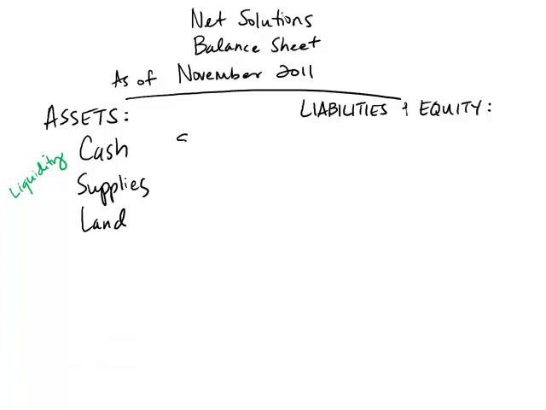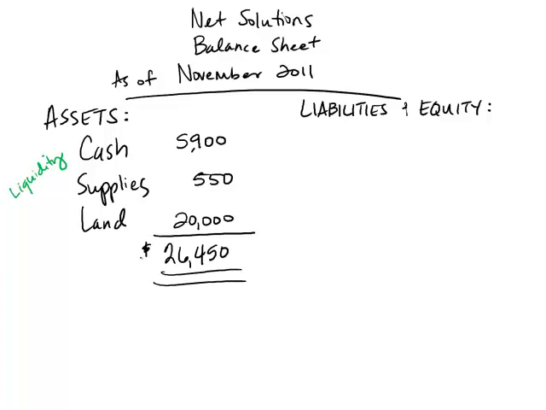So his cash balance was $5,900, supplies balance was $550, and land was $20,000. And think back to the Chapter 1 lecture. Land is recorded at its cost. All these assets are recorded at their cost. So this land could be worth $50,000, but we listed it at $20,000. So that can be somewhat misleading, but that's the rule we've got to follow. So $26,450 are total assets.